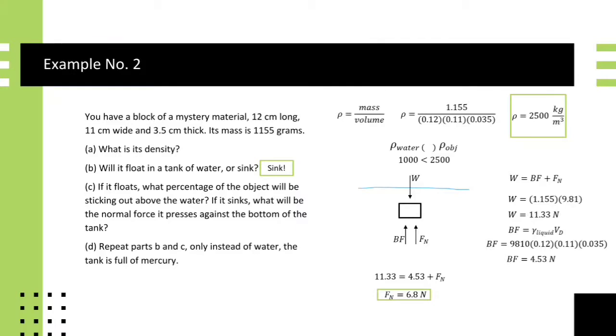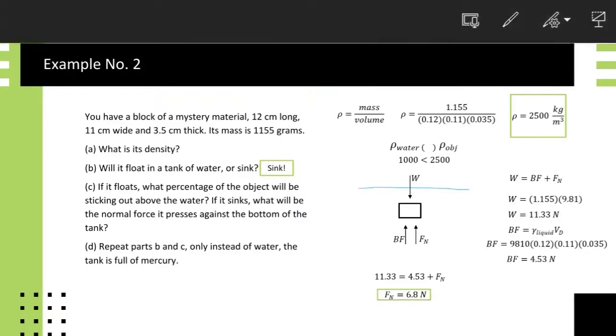So, ayun. After that, magano ka na? Punta na tayo, balik na tayo dun sa W is equal to BF plus normal force. So, 11.33 is equal to 4.53 plus N, ayan, Fn will be equal to 6.8 newtons. So, that will be your final answer in letter C.